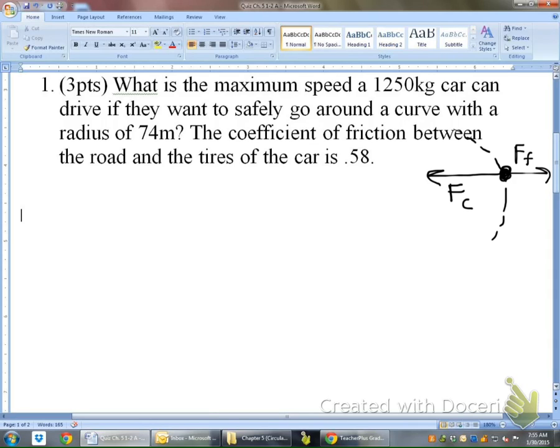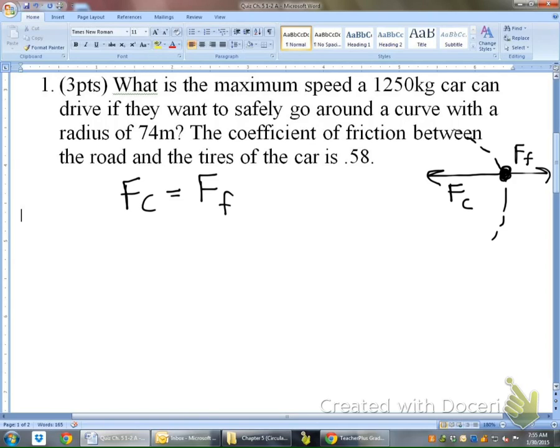All right, so if we want to know how fast this car can go to make it safely around the curve, that must mean that these two forces should be what? They should be equal to each other. They should be equal, okay? So our centripetal force, or our F sub C, will equal our force of friction. Okay? Does that make sense conceptually?